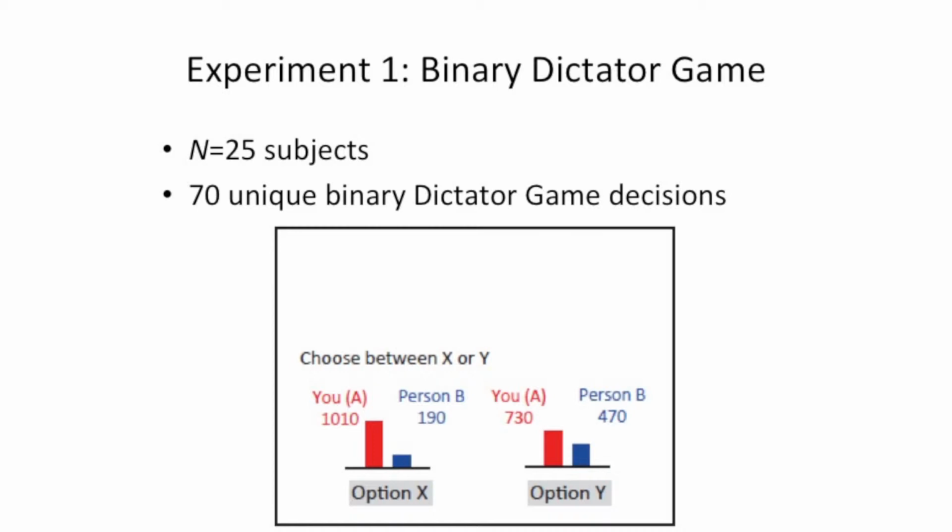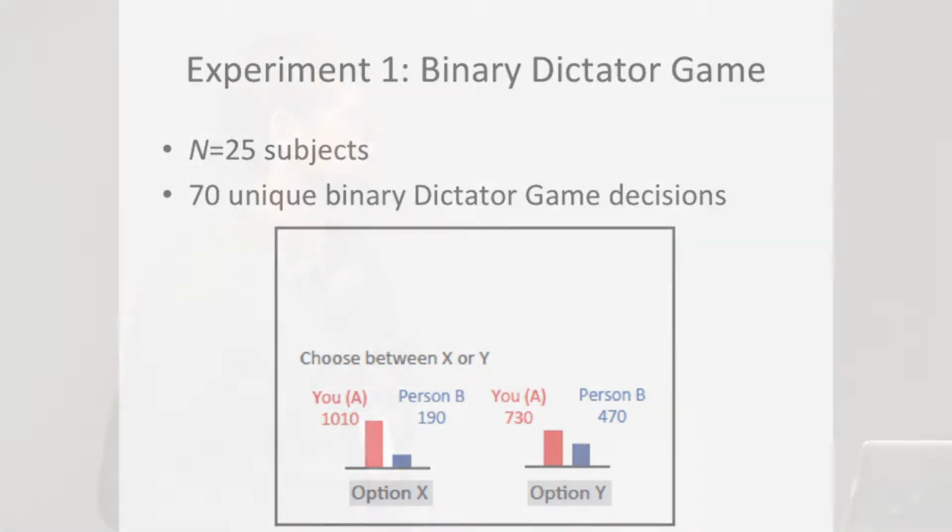So I get 1,000 points. You get 190 points. And then there's a more fair option, where I get 730 points and you get 470 points. For instance, we have 70 unique trials like this.